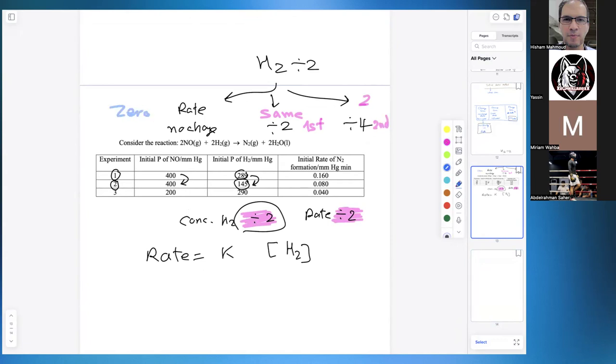What do you think? Is it the same? Here divided by 2, here divided by 2, right? Both divided by 2? Yes. So is it first, second, or zero? First. Very good. When, Yassin, will I say it is second order? If the rate is divided by how much? By 4. When, Miriam, will I say it is zero order? If the rate is unchanged. Right? If the rate is unchanged. If here it was 0.60 and here also 0.60, what will it be?